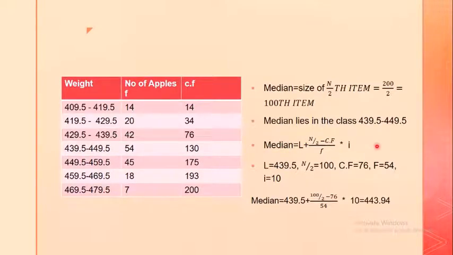The formula for median. Now when you apply the formula for median, you can take L as what? 439.5, n by 2 as 100, cumulative frequency as 76, frequency as 54, i is equal to 10. Now by substituting you will get 443.94.